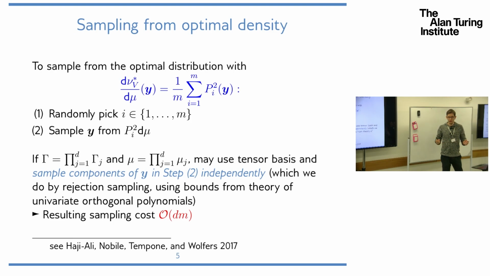And then to actually do these single components, you can use rejection sampling, and you can exploit some knowledge of how polynomials behave in 1D to make this rejection sampling efficient. And with this, the final cost of doing the sampling is linear in both the number of parameters d and linear in the number of samples that you want to generate.